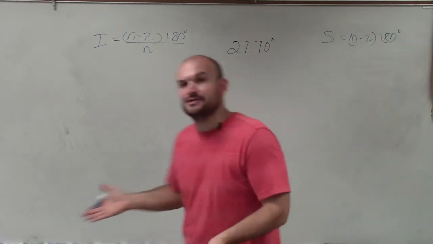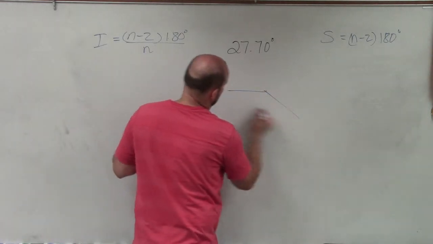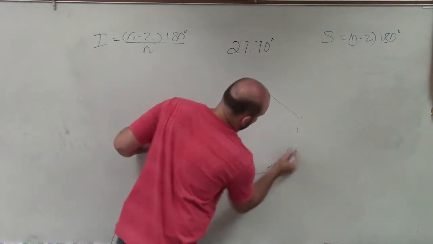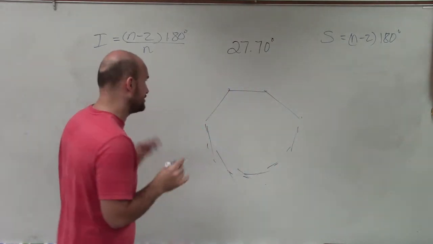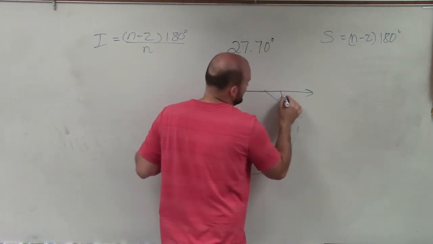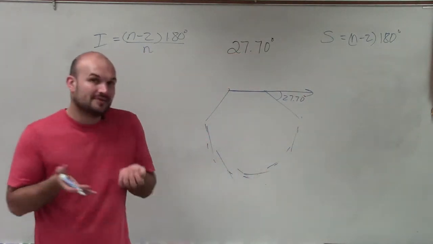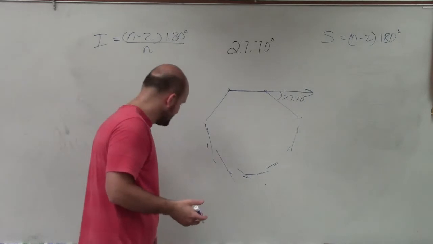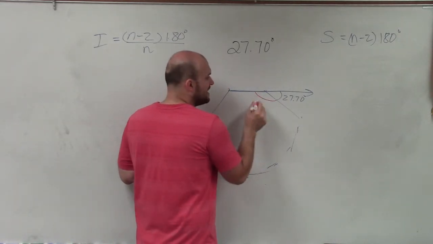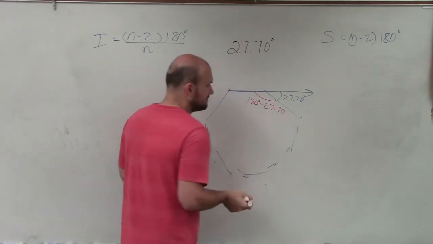So if we know an exterior angle, what else do we know from an exterior angle? Well, if I was just going to draw a figure here, and we don't know how many sides this thing has. But the one thing we do know about exterior angles is to find the measure of an exterior angle, all we need to do is extend the side. And let's say this measure is 27.70. Well, we can figure out the measure of the interior angle because an exterior angle and an interior angle form a linear pair, meaning they are supplementary. So to find this measure, all I simply need to do is take 180 minus 27.70.